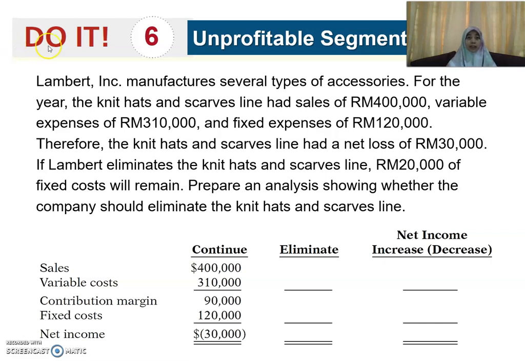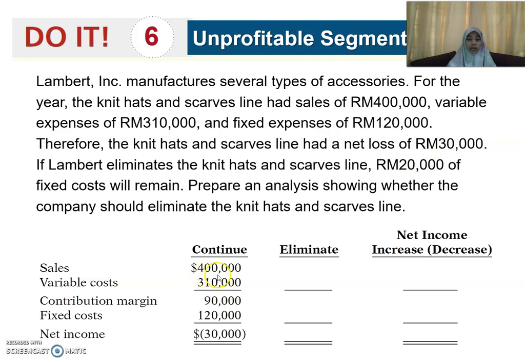Bismillahirrahmanirrahim. Now let's look at doing exercise number 6, unprofitable segment. Lambert Incorporation manufactures several types of accessories. For the year, the knit hats and scarves lines had sales of 400,000, variable expense of 310,000 and fixed expense of 120,000. Therefore, the knit hats and scarves line had a net loss of 30,000.